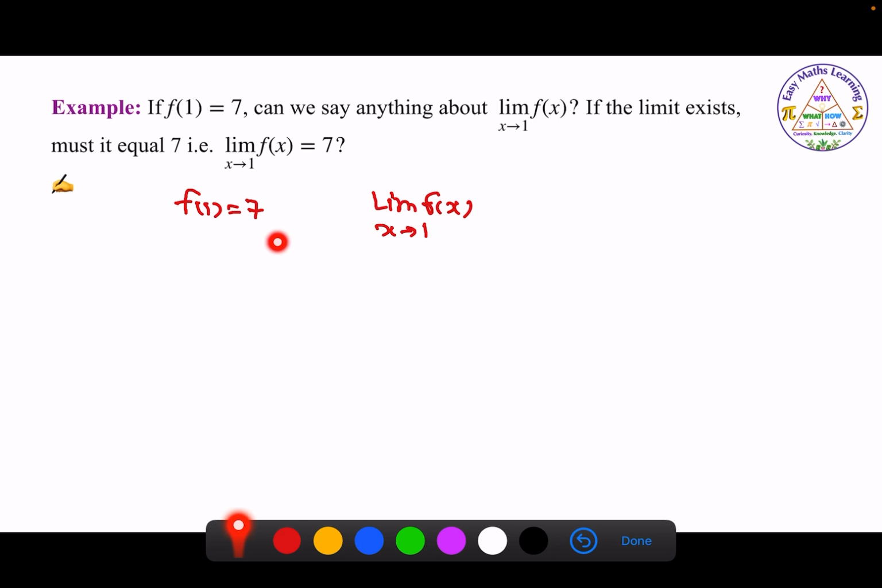So the answer is no. The limit only depends on how the function behaves near x equal to 1, not exactly at 1. Okay, so the function value and the limit may be equal or may be different. So the limit does not depend on the function value.